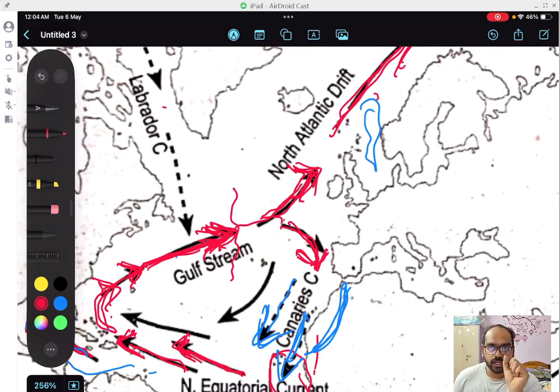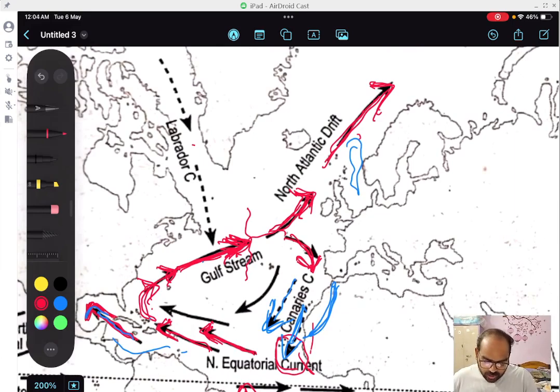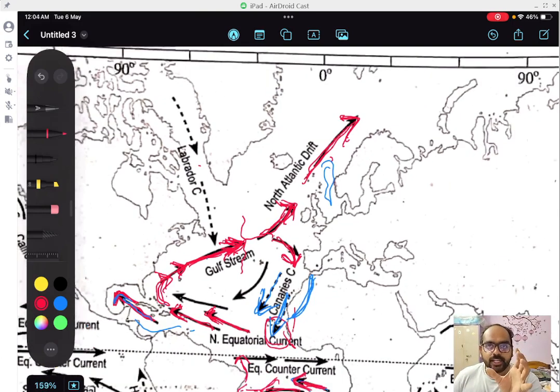Why cold Canary current? Due to upwelling of cold water from the North Sea. And another one is the Labrador current. The Labrador current originates at 70 to 80 degrees north latitude, that is the northern part of Canada. It is a cold current, and it starts moving towards the Gulf Stream, and it joins the Gulf Stream at a place called Newfoundland.